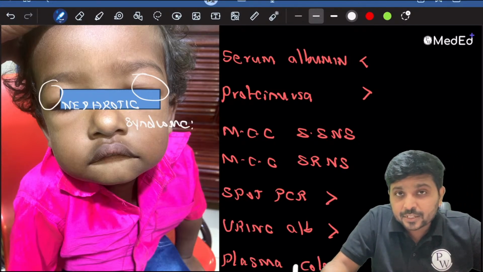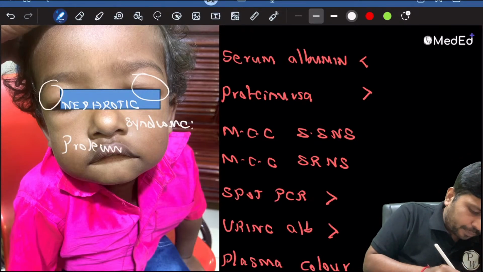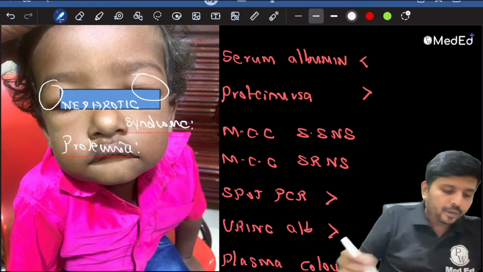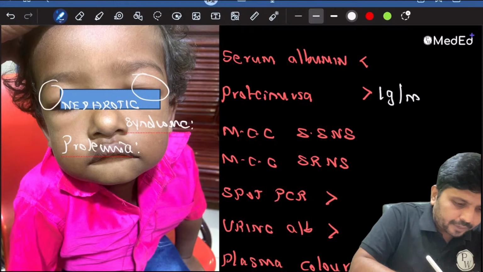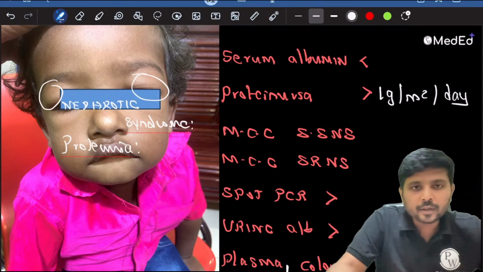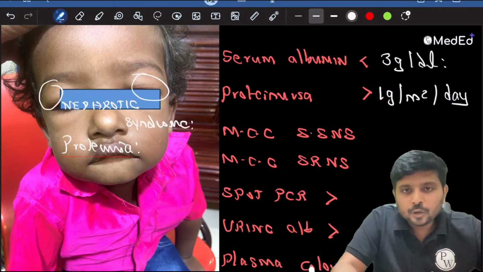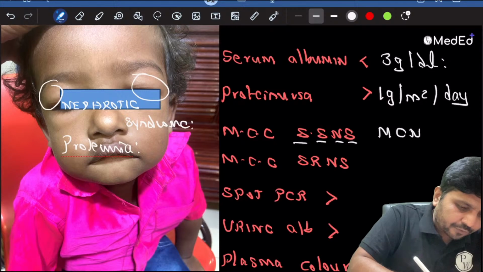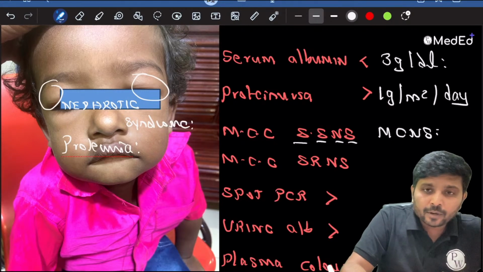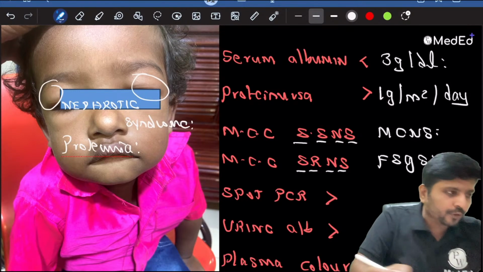Nephrotic syndrome is characterized by what? Proteinuria. So what will happen? 24-hour proteinuria is characterized by more than 1 gram per meter squared per day. Serum albumin will be less than 3 grams per deciliter. Most common cause for steroid sensitive nephrotic syndrome is minimal change nephrotic syndrome, whereas most common cause for steroid resistant nephrotic syndrome is focal segmental glomerulosclerosis.